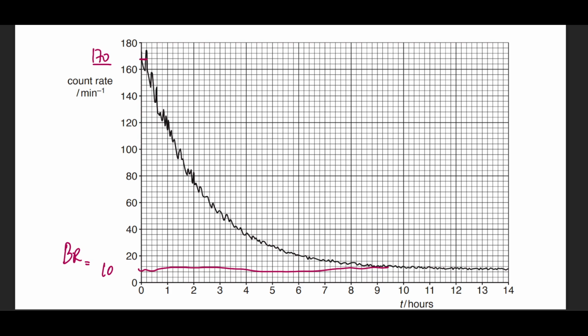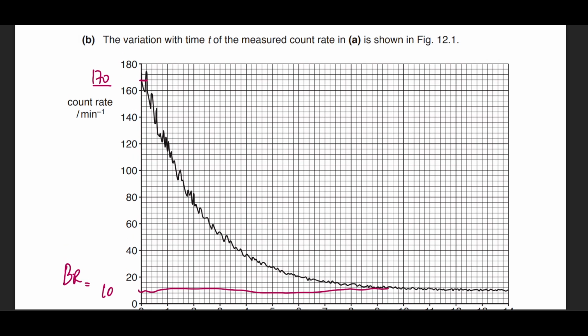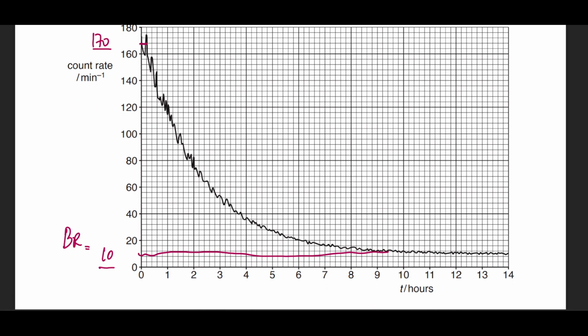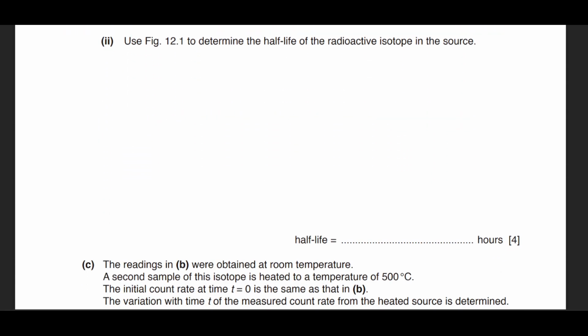Now, notice: is this 170 purely coming from a radioactive source? No, it is polluted by background radiation as well. So how will I compensate for this? I know that 170 is not purely from my source. So I will subtract background radiation to compensate for the effect, because background radiation does not get halved. It is not going to participate.